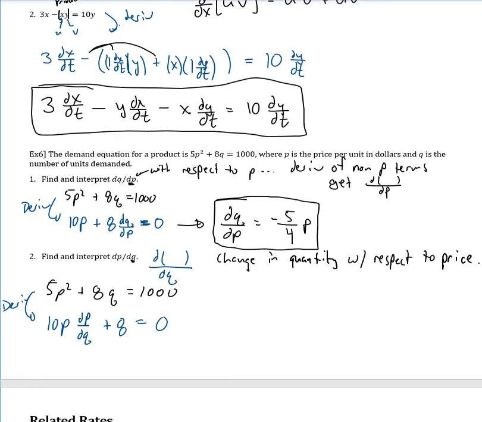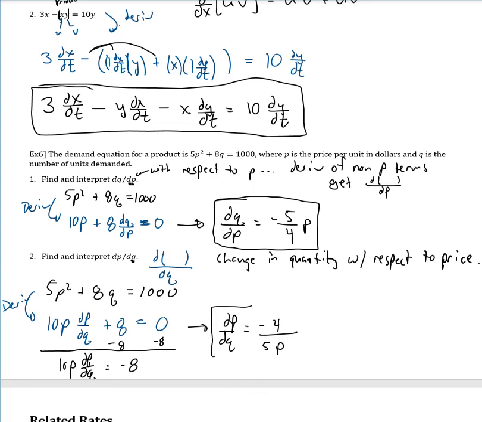Let's do it in one big step again. So if I were to solve for dp dq, we'll say it in words. We would subtract the 8 over, and then we would divide by 10p. Actually, maybe I should show that. Maybe doing it in words can backfire. So I have 10p dp dq equals negative 8, and then dividing by 10p, let's go ahead and reduce that. So I'd have negative 4 over 5p. Like that.